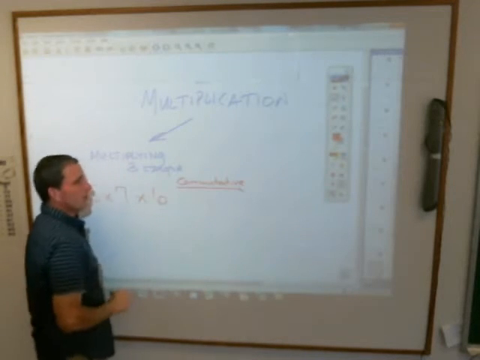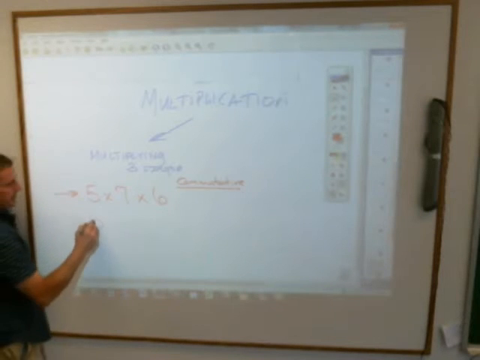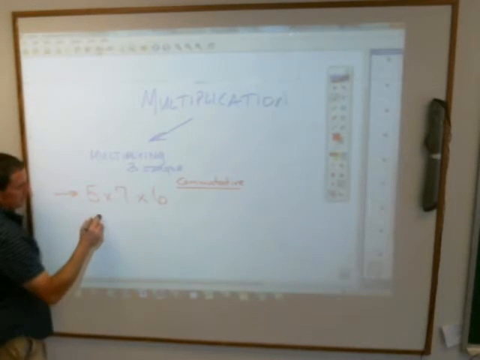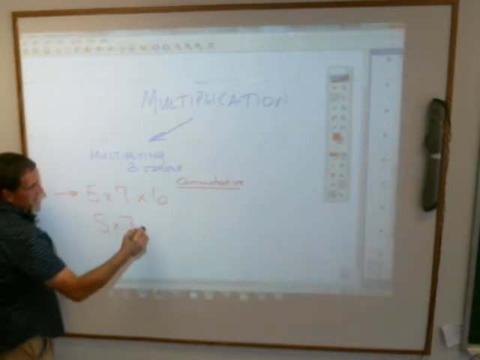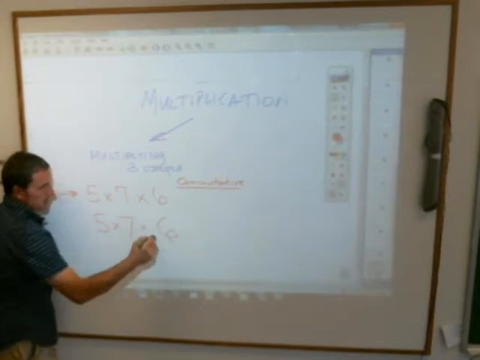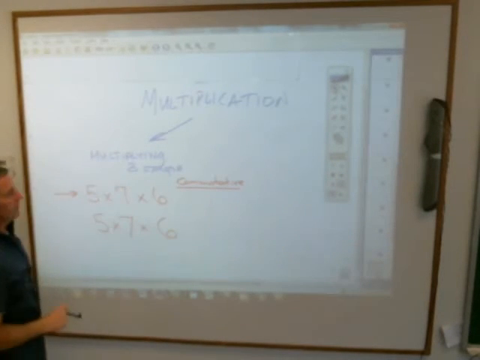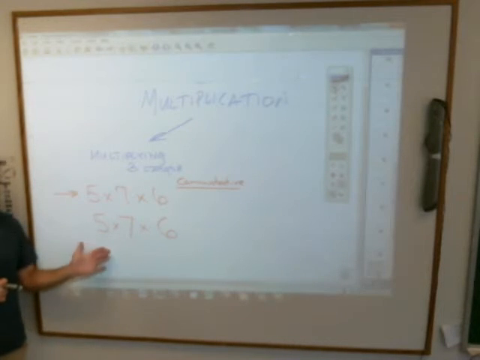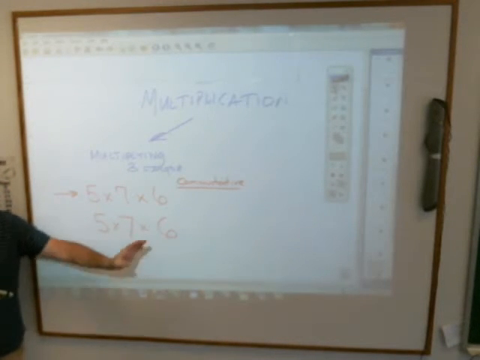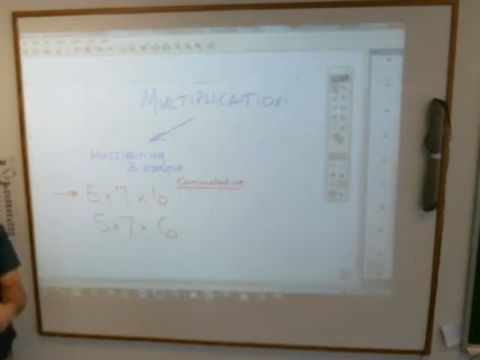I can do what to make that easier? I've got to do it like this: 5 times 7 times 6. Because of the commutative property, I want to make my life as easy as possible. I could do 5 times 7 is 35, and then 35 times 6. You could do it that way, but you want to use some math stuff to make life a little easier.